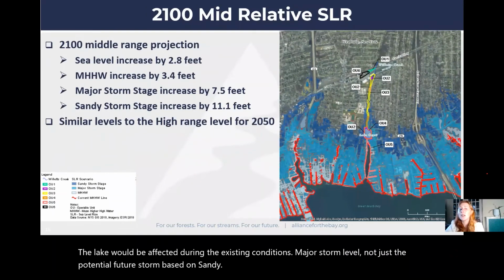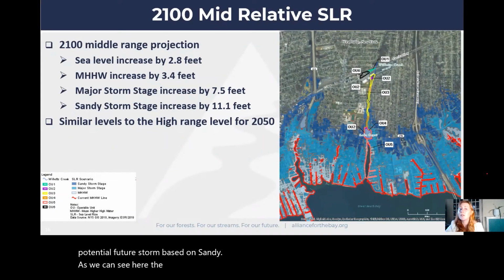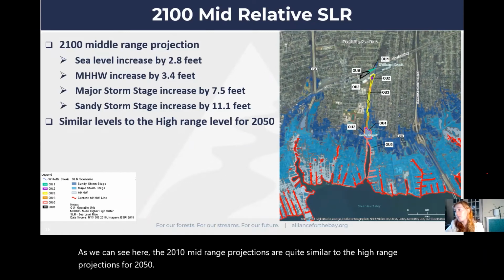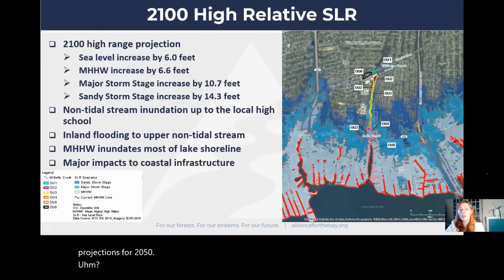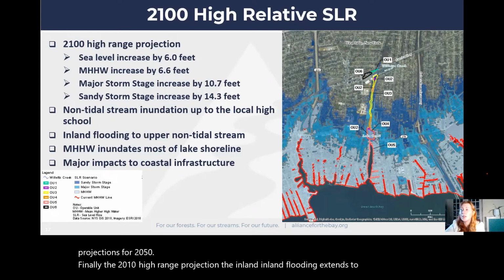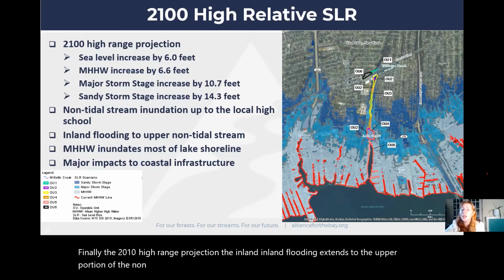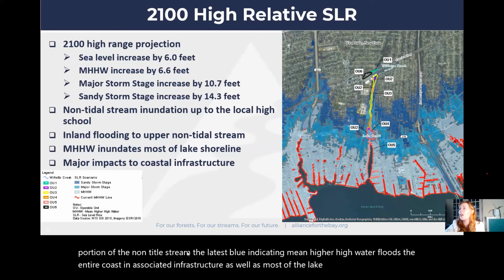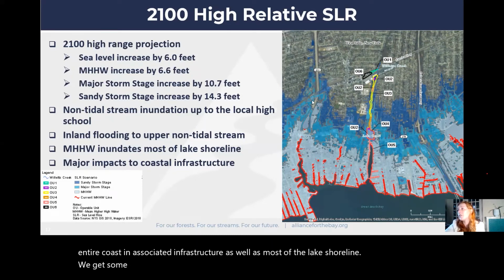As we can see here, the 2010 mid-range projections are quite similar to the high-range projections for 2050. Finally, the 2010 high-range projection, the inland flooding extends to the upper portion of the non-tidal stream. The lightest blue, indicating mean higher high water, floods the entire coast and associated infrastructure, as well as most of the lake shoreline. We get some flooding even north of the highway that separates these neighborhoods.